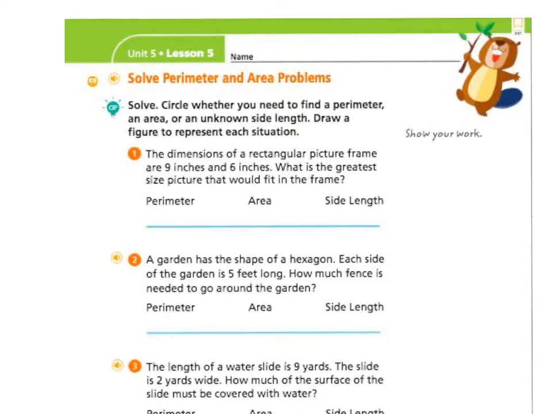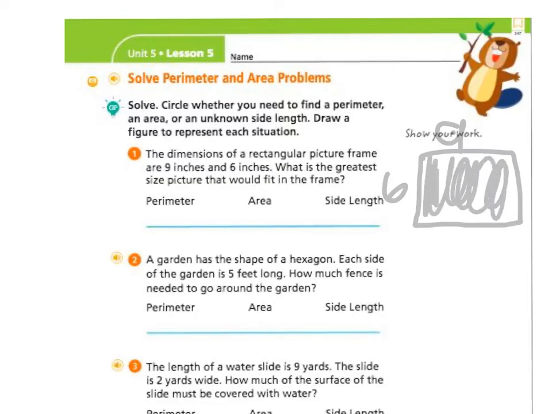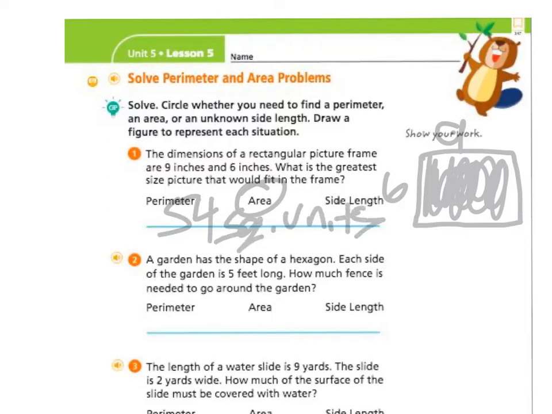So number 1 says, the dimensions of a rectangular picture frame are 9 inches by 6 inches. What is the greatest size picture that would fit inside the frame? So they're talking about the space inside. So the space inside is always area. So you would circle area. And it would be 54 square units, because 9 times 6 is 54.